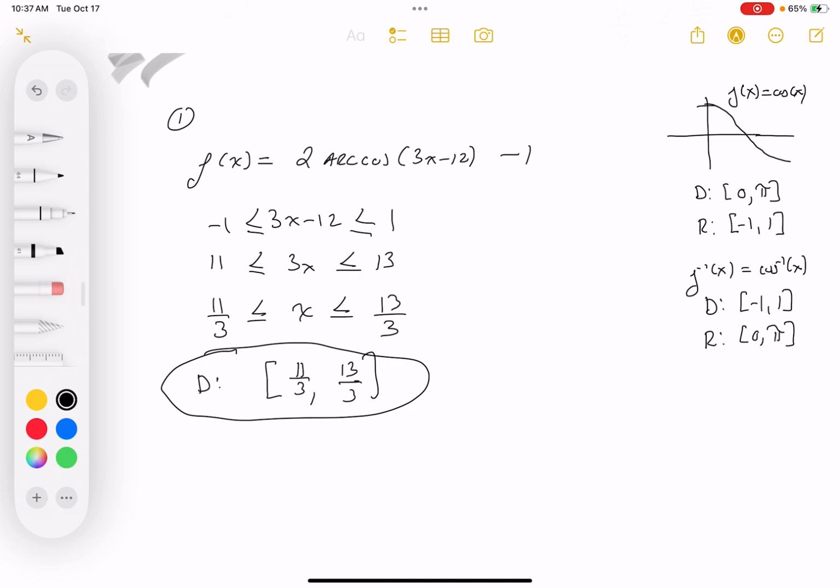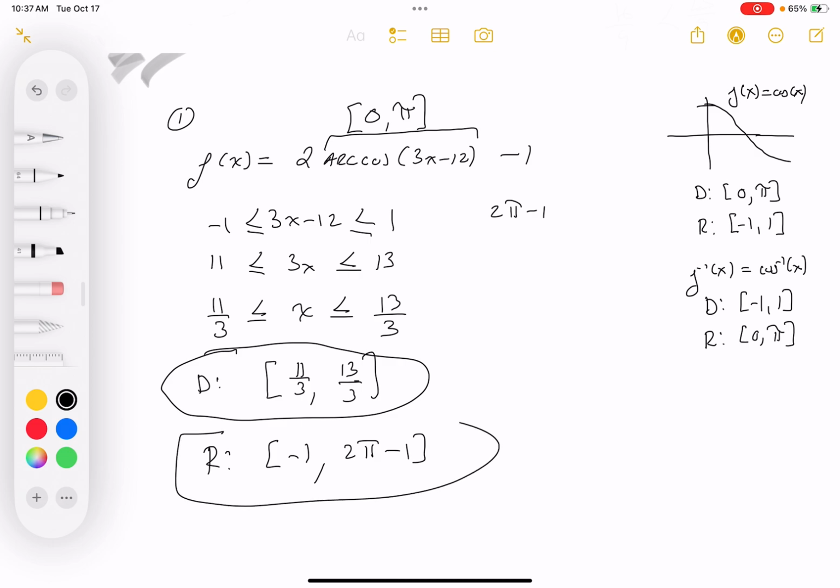All right, the range. Now, the range is something you may want to start thinking about, but the bottom line is you start to realize the arc cosine is going to be between 0 and pi. Well, let's take a look at it. The range of this thing now. Well, the minimum it could be is like 0. So 2 times 0 is 0. So I'm going to say minus 1. Now, the maximum could be 2 pi minus 1. 2 pi minus 1. That's the range of it.